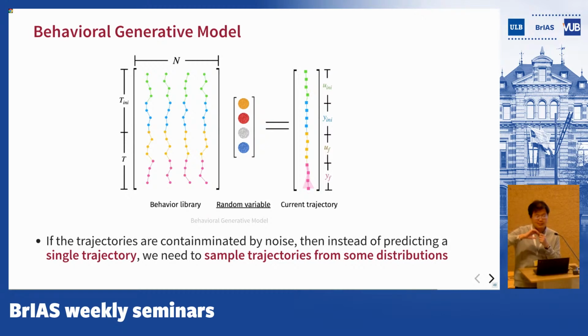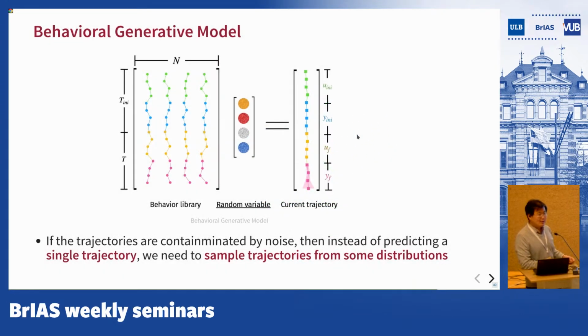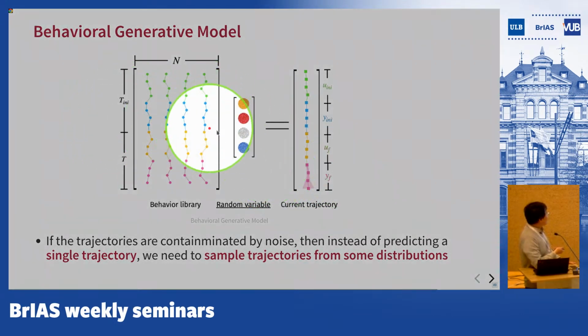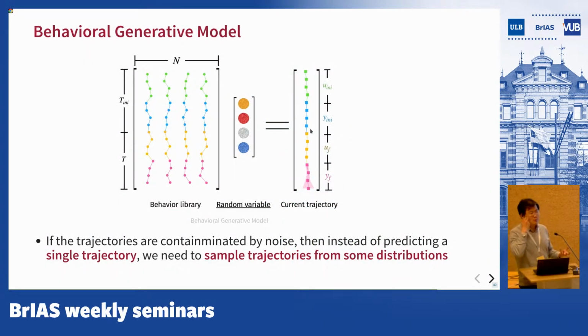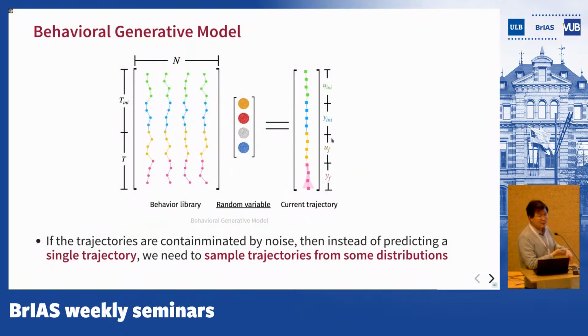Your future observations will actually be a stochastic process. So instead of a fixed one, there will be some stochasticity here. And you cannot really just simply combine this and get one trajectory. Instead, you want to either model this distribution or do some sort of sampling from this distribution. So here, what we are doing is a so-called generative model, meaning that we want to sample from this distribution.